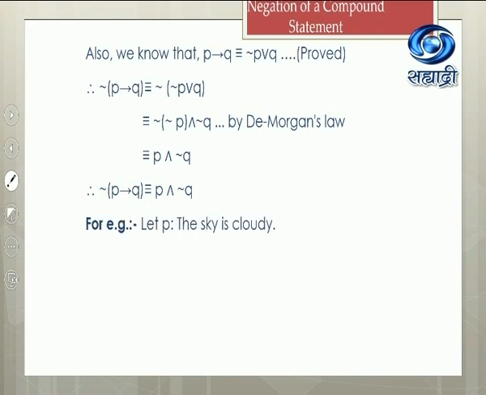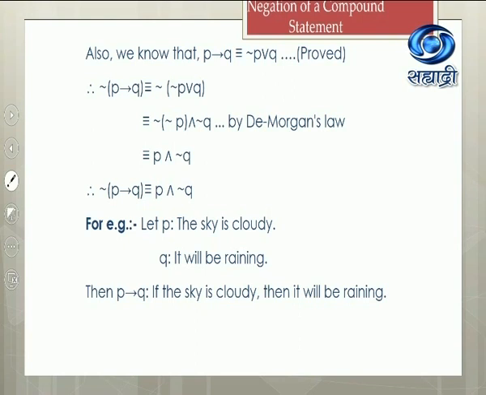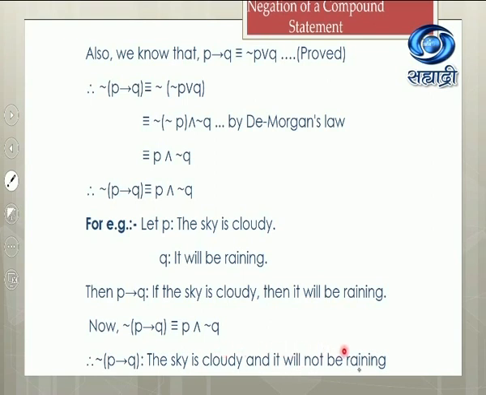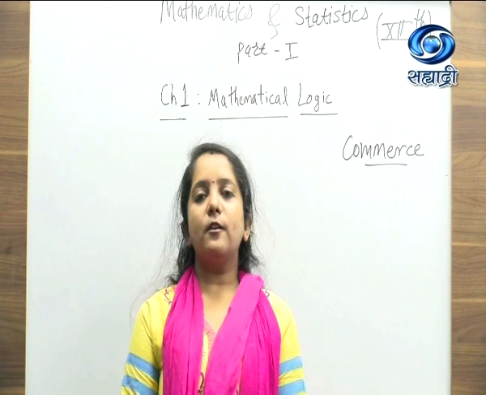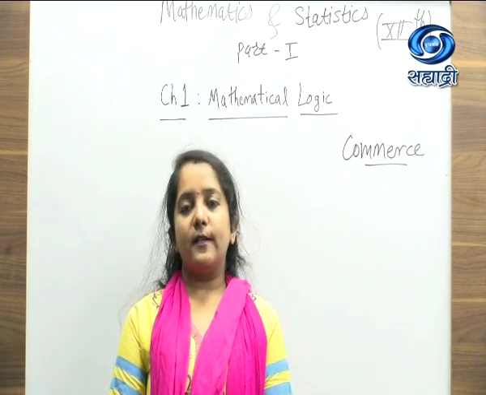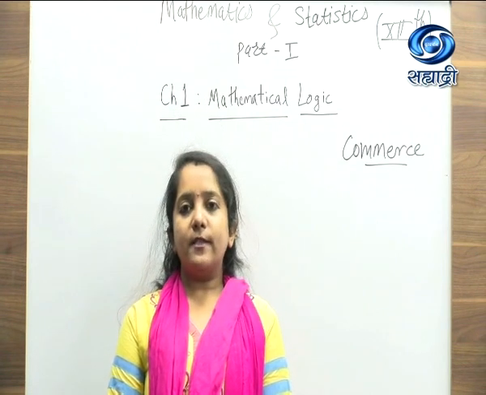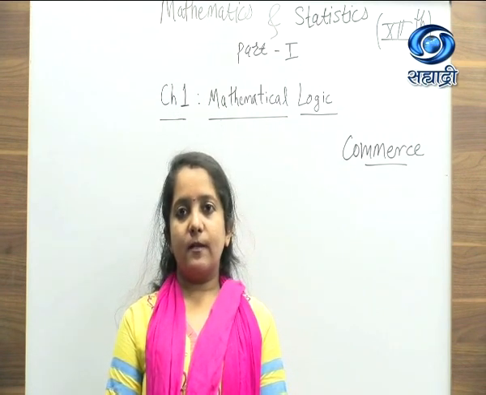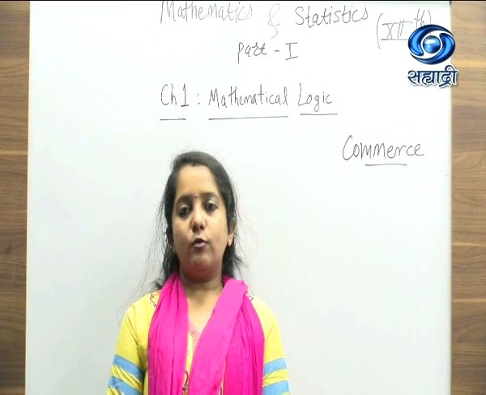For example, let P is sky is cloudy, Q it will be raining. So if sky is cloudy, then it will be raining. Therefore the negation becomes the sky is cloudy and it will not be raining. Yes, students, today we have seen the statement patterns, tautology, contradiction, contingency, and also we have seen the negation of compound statements. You can revise everything at home.